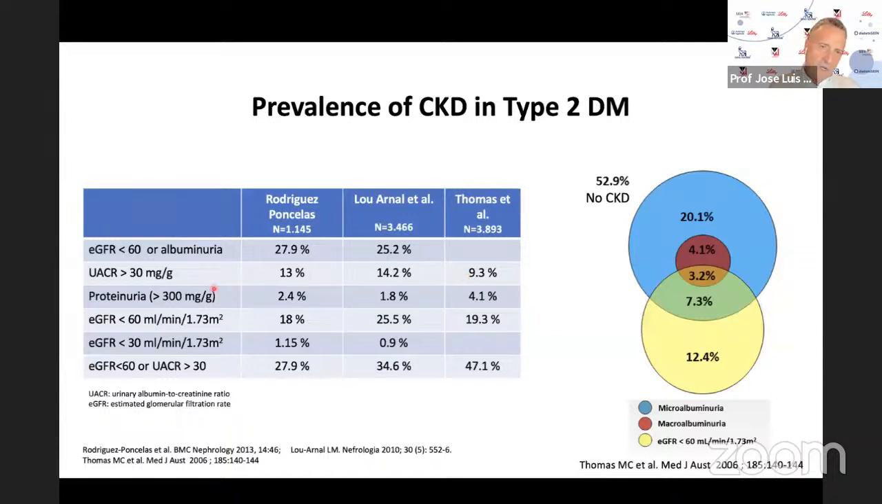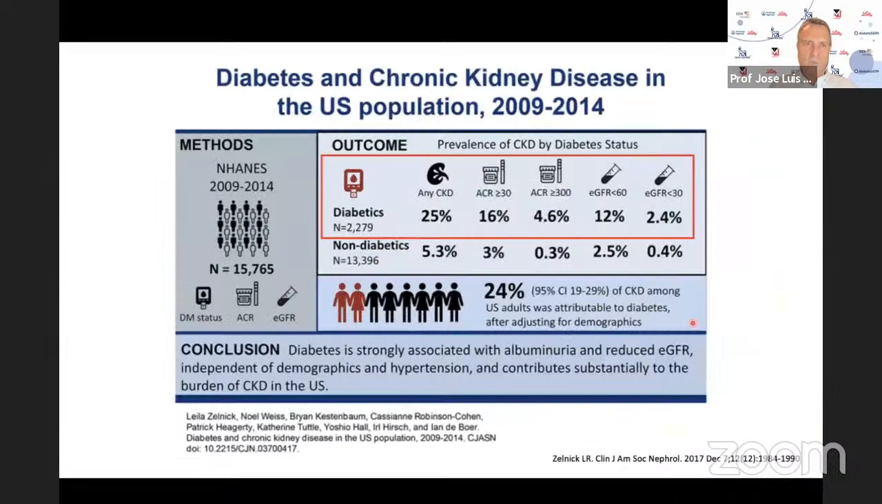A smaller number, about 3% of patients, have proteinuria. And those patients with low GFR and albuminuria are about 25%, even 47% in Australia. There is an overlap of microalbuminuria and GFR below 60. So this is an important problem in these patients.